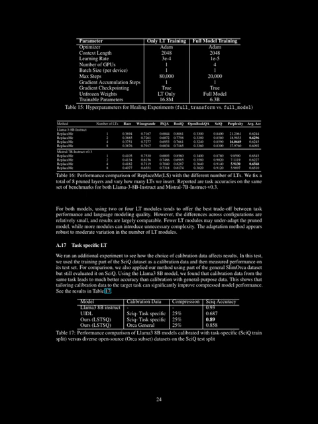Model, calibration data, compression, accuracy. Llama 3-8B Instruct: 0.93. UIDL, Sci2, task specific, 25%: 0.687. ReplaceMe LS, Sci2, task specific, 25%: 0.89. ReplaceMe LS, Orca, general, 25%: 0.858. Table 17: performance comparison of Llama 3-8B models calibrated with task-specific Sci2 train split versus diverse open-source Orca subset datasets on a Sci2 test split.